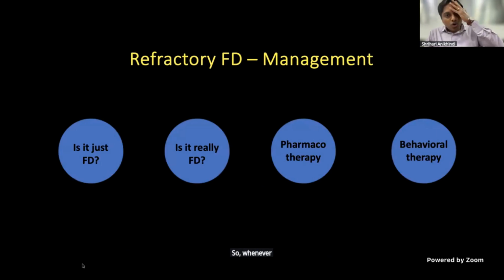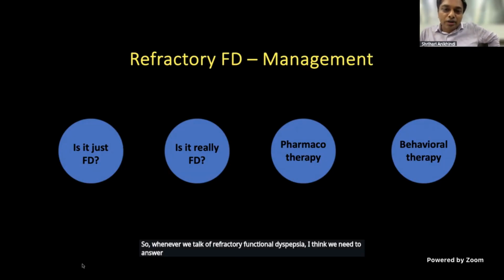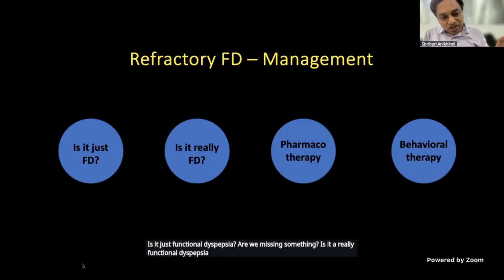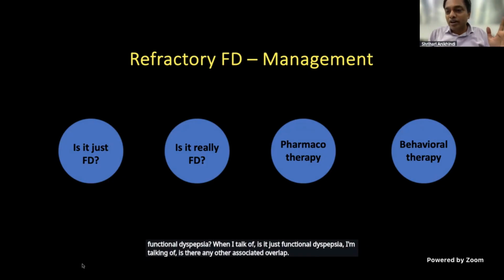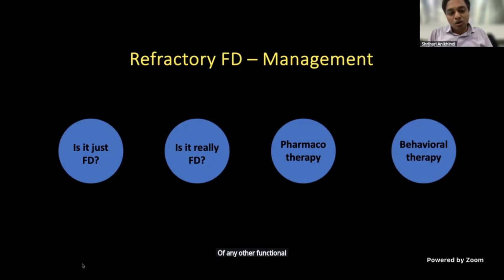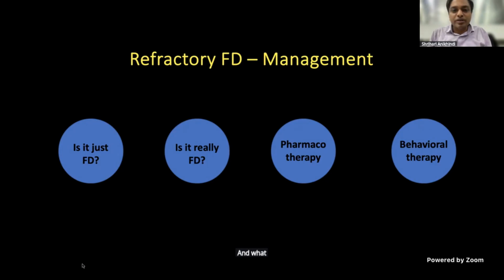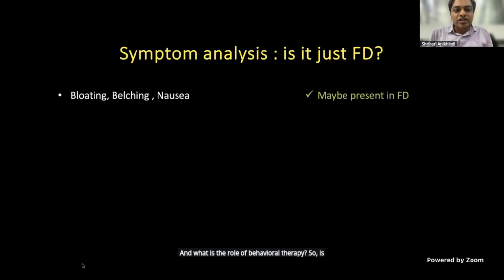Whenever we talk of refractory functional dyspepsia, I think we need to answer these four important questions. Is it just functional dyspepsia? Are we missing something? Is it really functional dyspepsia? When I talk of is it just functional dyspepsia, I'm talking of is there any other associated overlap of any other functional syndrome along with the functional dyspepsia? Are we using the right pharmacotherapy? Do we have any other pharmacotherapeutic options apart from the conventional medicines? And what is the role of behavioral therapy?